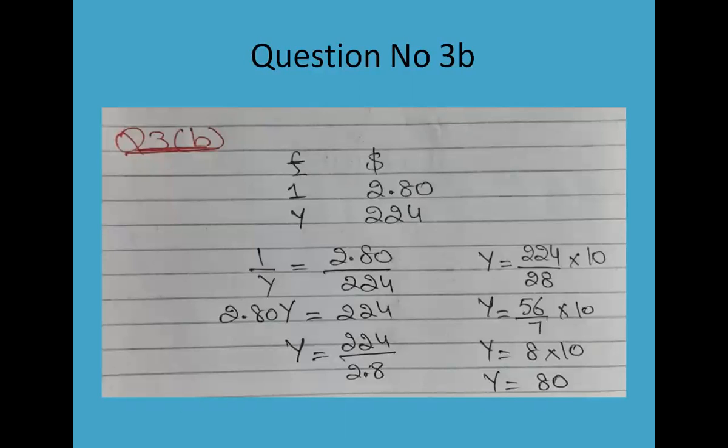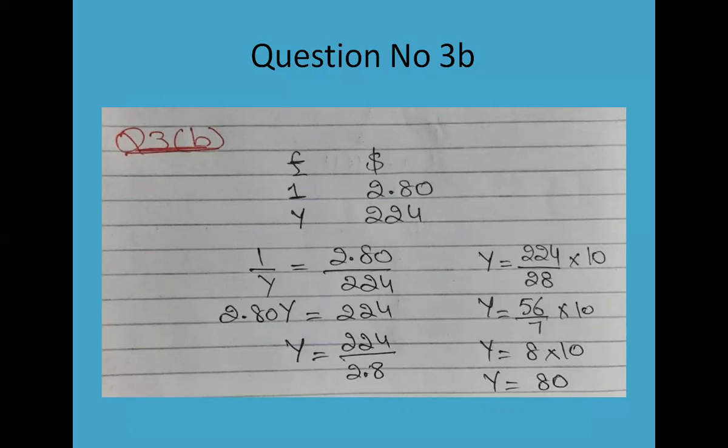Okay, again, question number 3, and it's B part. The rate of exchange still pounds and dollars. 1 pound is equals to $2.80. He says if I have $224, how many pounds I will get? So same method. So 1 by y will be equals to 2.80 divided by 224. So just cross multiply it. So you will have 2.80y equals to 224. So y will be equals to 224 divided by 2.8.